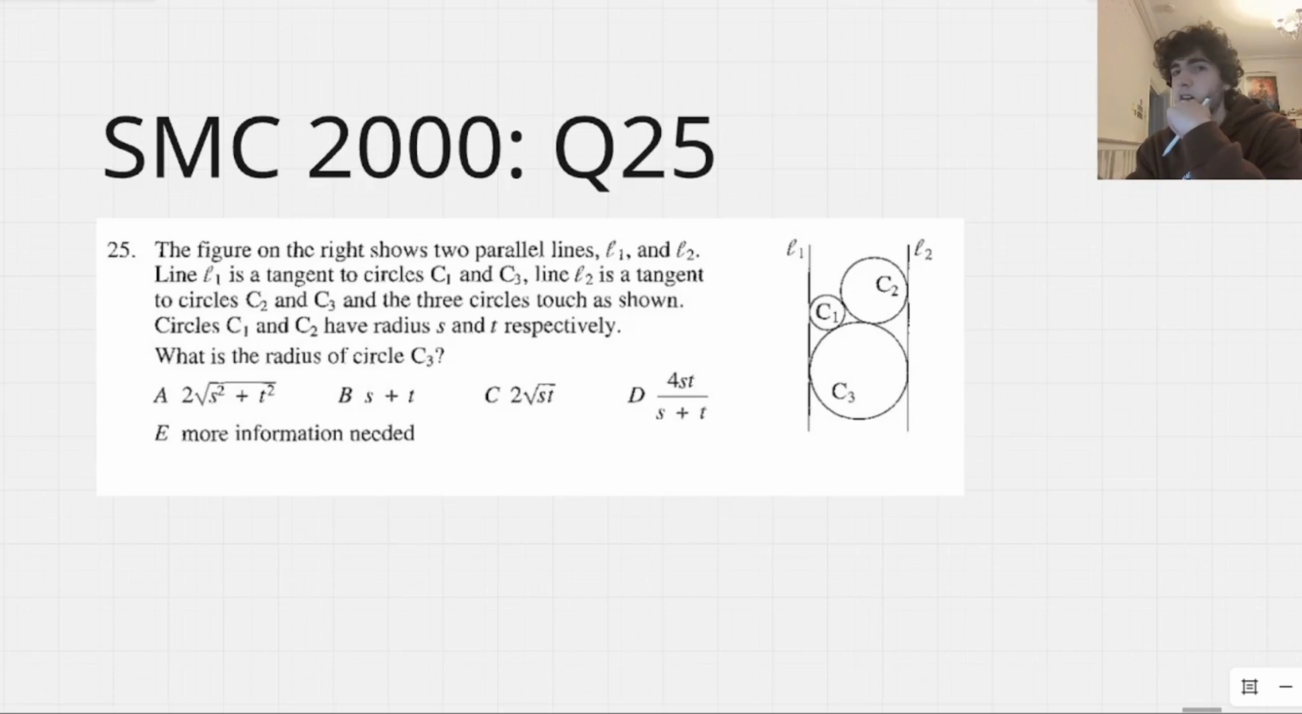Question number 25. Another brutal geometry question here, but very fun actually to get. I was very happy when I got this. So let's get straight into this.